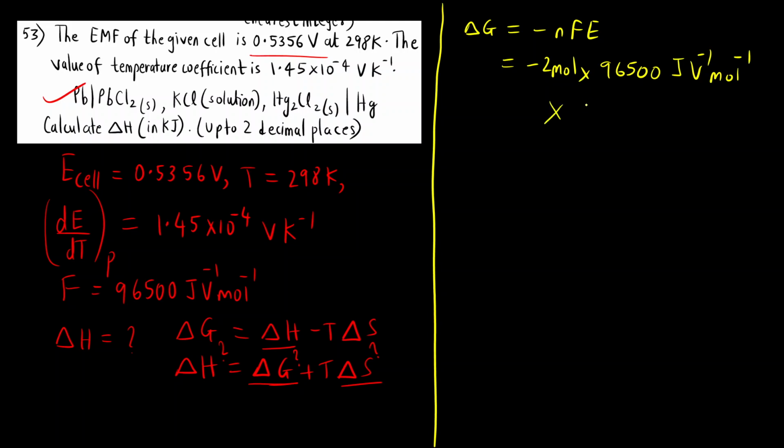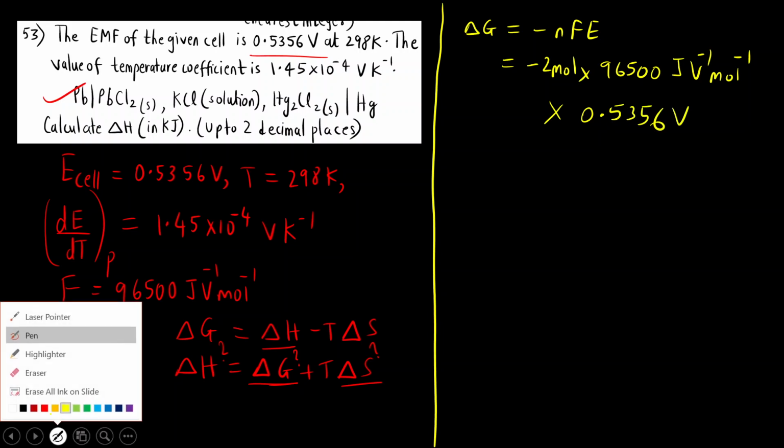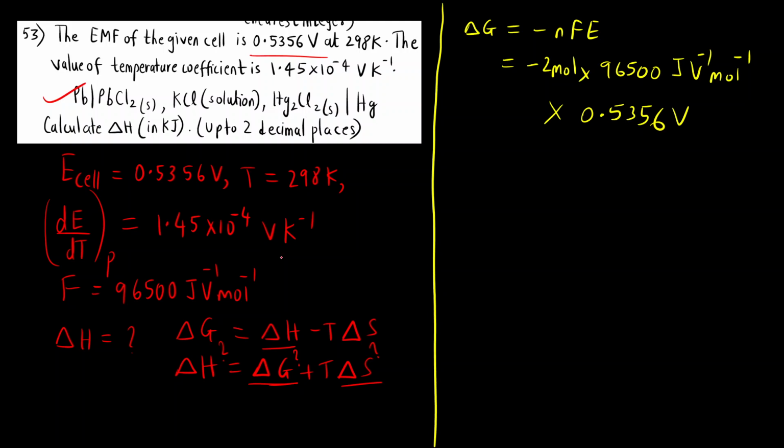Into E, which is 0.5356. Now I will tell you why I converted coulomb into joule per volt. Because volt inverse and volt get cancelled, and mole inverse and mole get cancelled, and we get the answer in joule. Delta G value will come out to be minus 103371 joule. This minus sign is very important. Whenever you get a negative sign, you have to be very careful.